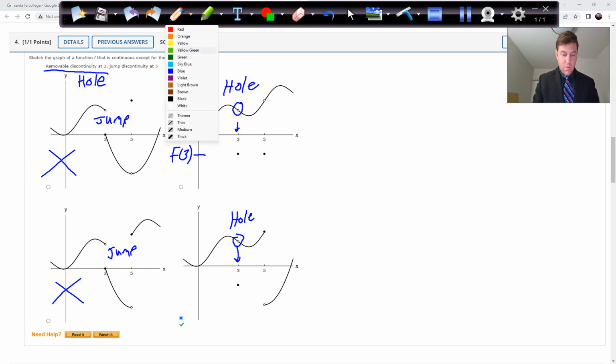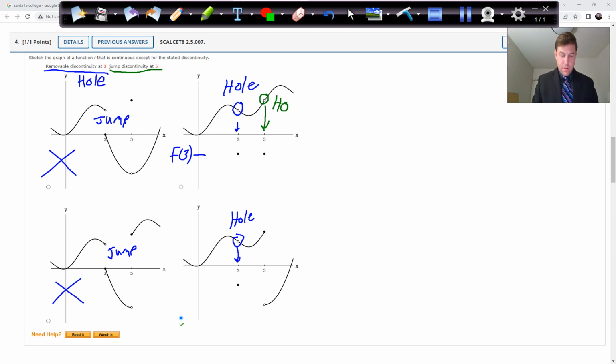Okay, and then it says it wants a jump at 5. So for this one, it has another hole at 5. So we can actually eliminate this one because we're looking for a jump. And right here at 5, this is a jump. So this one has the hole at 3 and the jump at 5, so this one is our correct answer.